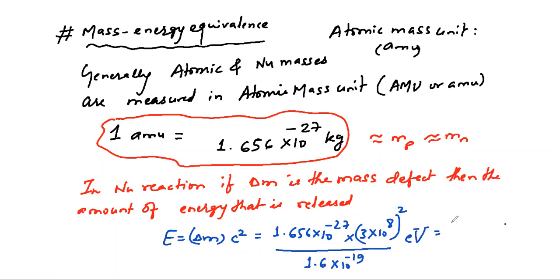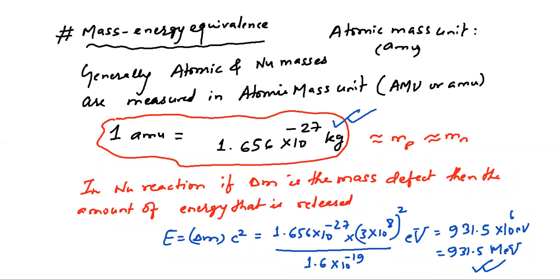So this value will come out to be 931.5 into 10 raised to 6 electron volt, that is 931.5 mega electron volt. So this is the value of 1 AMU in energy. We have converted this mass, that is in kg, in terms of energy, that is electron volts. It will help us to understand the future concepts. So this was the concept of mass energy equivalence.